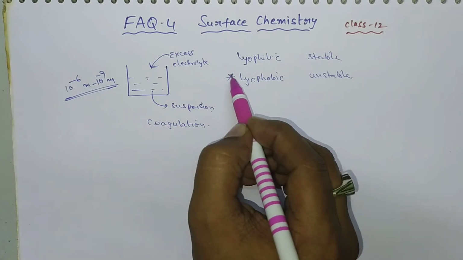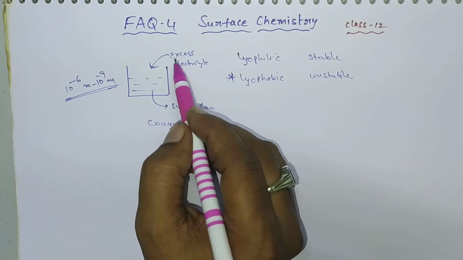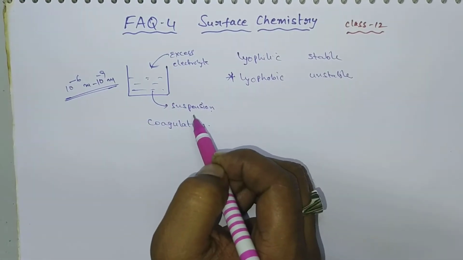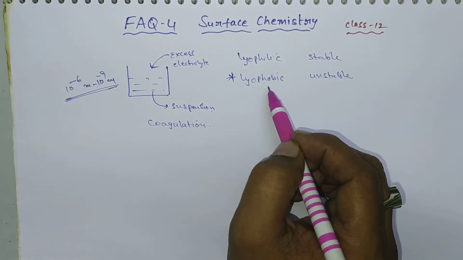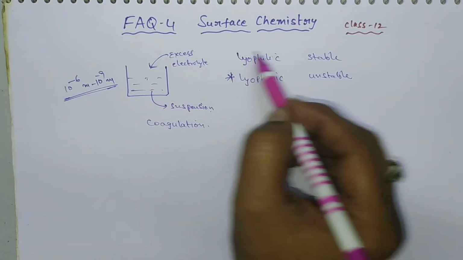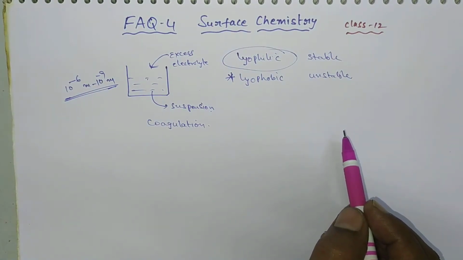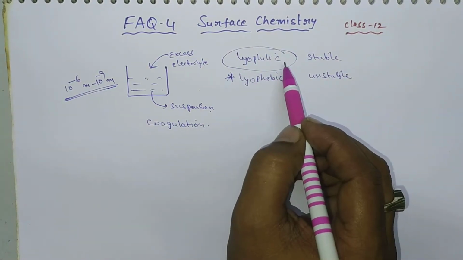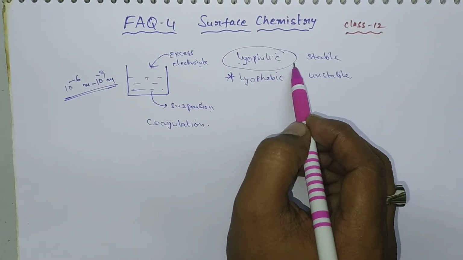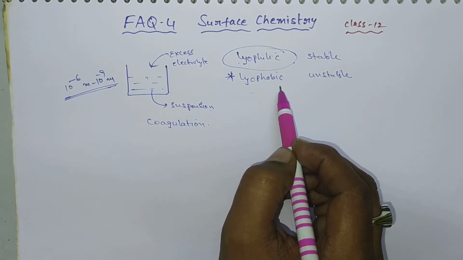In the case of lyophobic colloids, due to the presence of an excess amount of electrolytes, they will be converted into suspension. So now we have to protect the lyophobic colloids. The protection of lyophobic colloids can be done by adding a small amount of stable lyophilic colloids. How much amount of lyophilic colloid should be added to a lyophobic colloid to protect it from coagulation? That is given by the gold number.